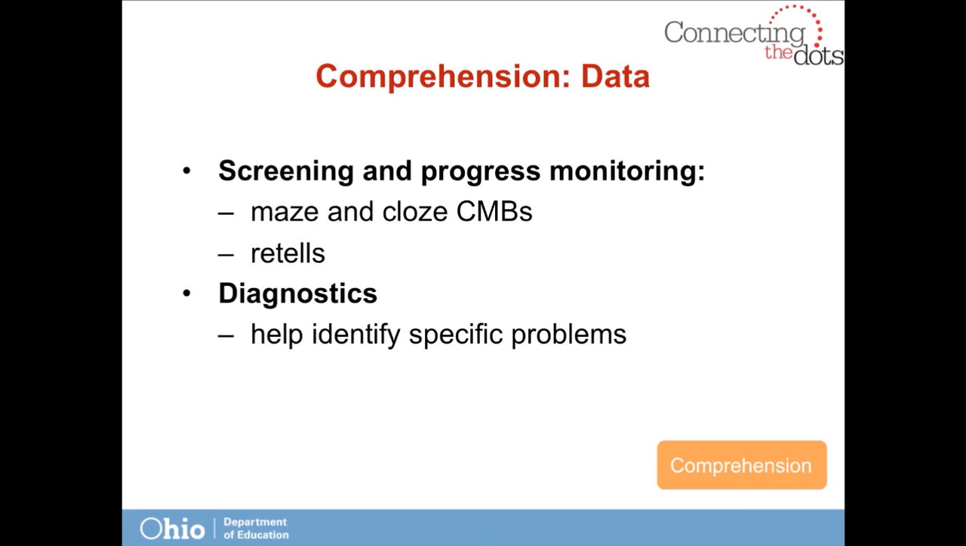For screening and progress monitoring, maze and cloze curriculum-based measures can be used, as seen in AimsWeb or DIBELS, as can retells. Once you have determined that there is a comprehension problem, diagnostics can help you identify specific problems, such as accuracy, fluency, oral language, background knowledge, literal or inferential comprehension.